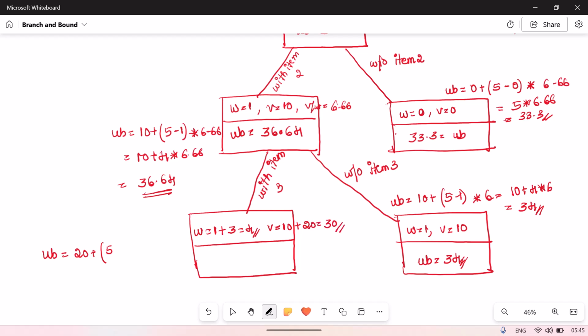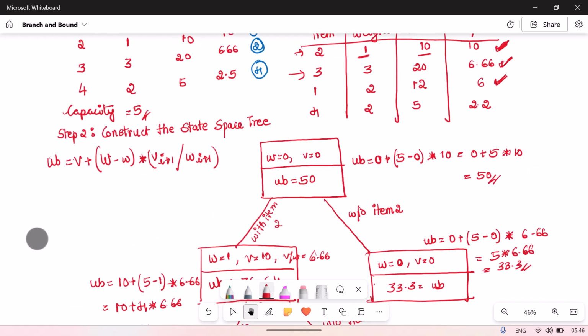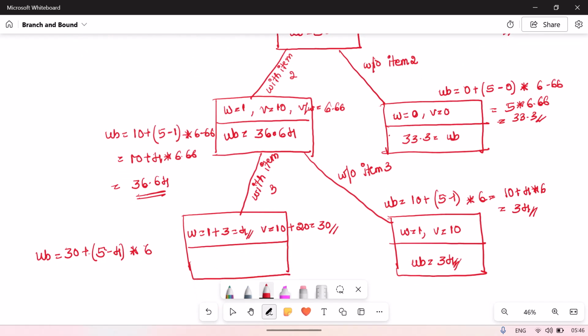Why should it be considered? Because it says the previous item is inside the knapsack. So that also should be considered. So it is not 20, it should be 30 here. So it is 30 plus 5 minus 4 times. This is item 3, so next capacity, 6 will be considered. So 30 plus 1 times 6, which is equal to 36. So upper bound is coming to 36.